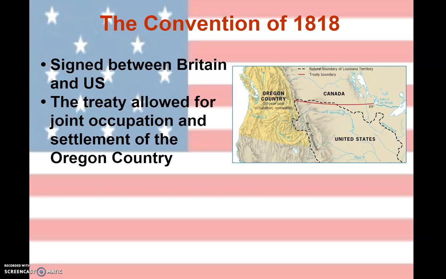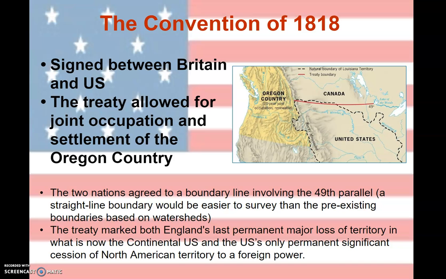And what this treaty basically says is, we can just kind of share it for now, and in 10 years we'll figure it out. So the Convention of 1818, a straight line border up until you get to this area, and we're just going to share that area for now. Here's some more details if you want to get into it, but for now that's all we need to know.